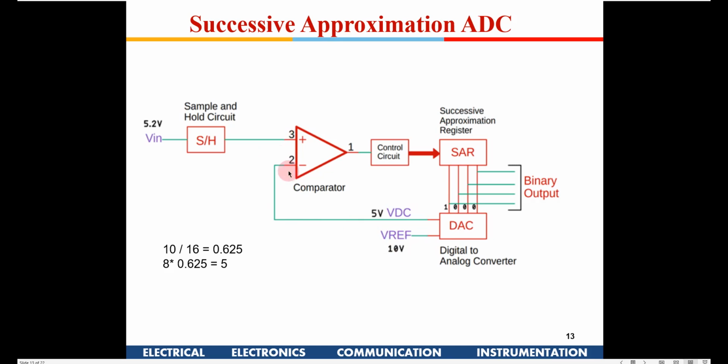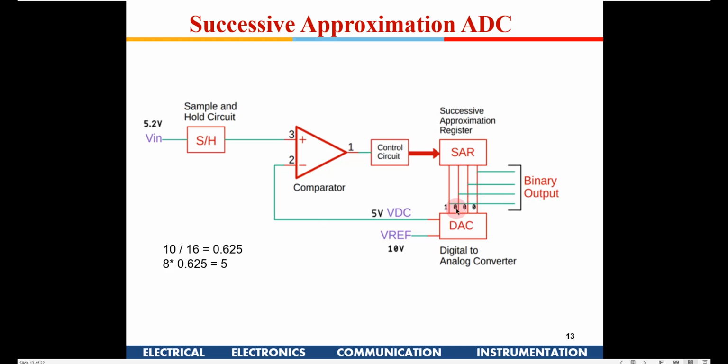Now it is going to compare with the sample and hold signal which is here. Suppose the input is 5.2 volts, for example. Since the input is higher, it will give a 1 here. If the comparator output is 1, meaning the input signal is high, it will retain this 1 and push a 1 to the next bit. If the signal coming from the DAC is higher than the input signal, this bit will be 0 and the next will become 1. That is the logic which will be followed.